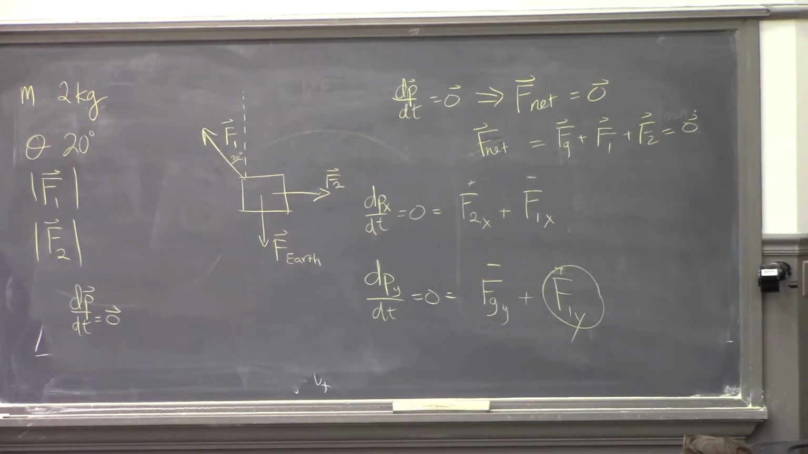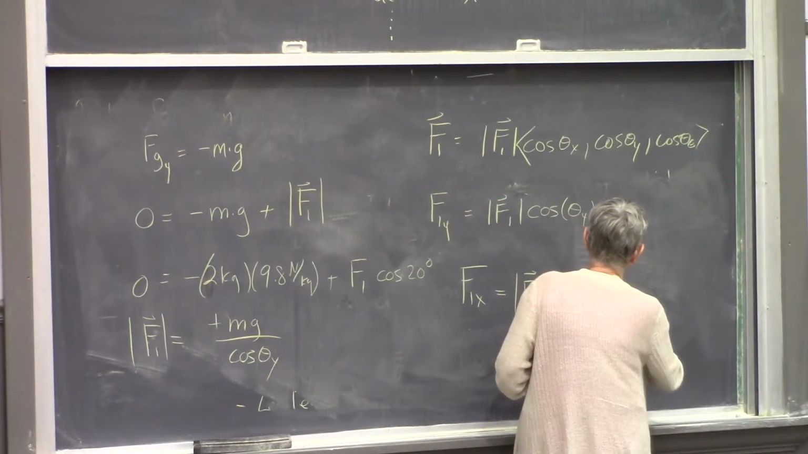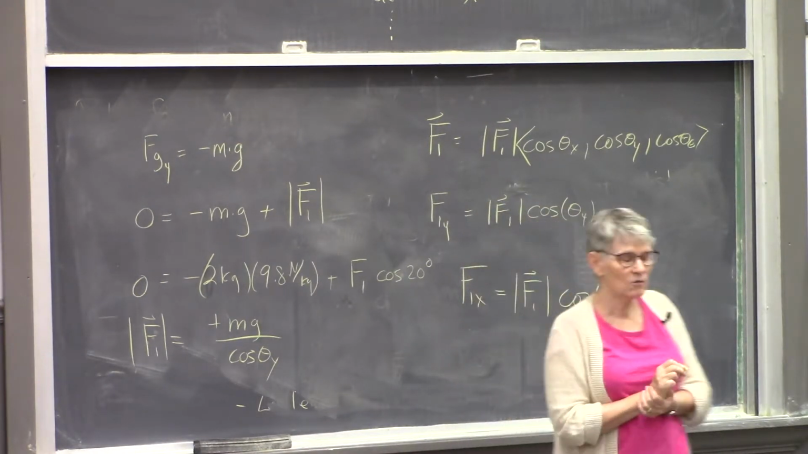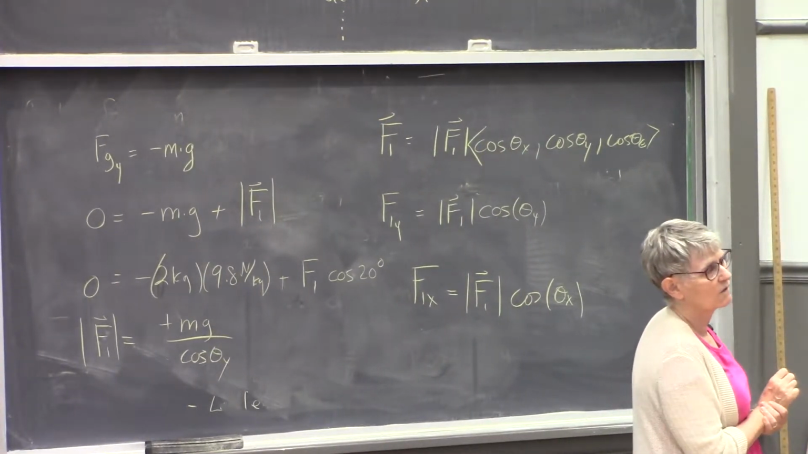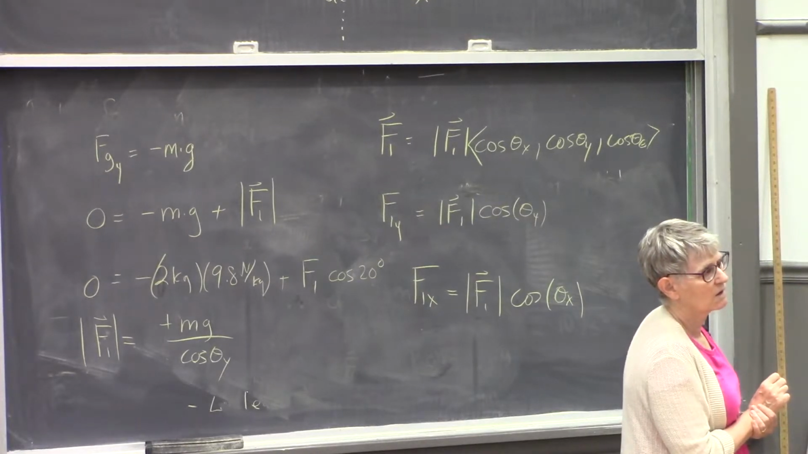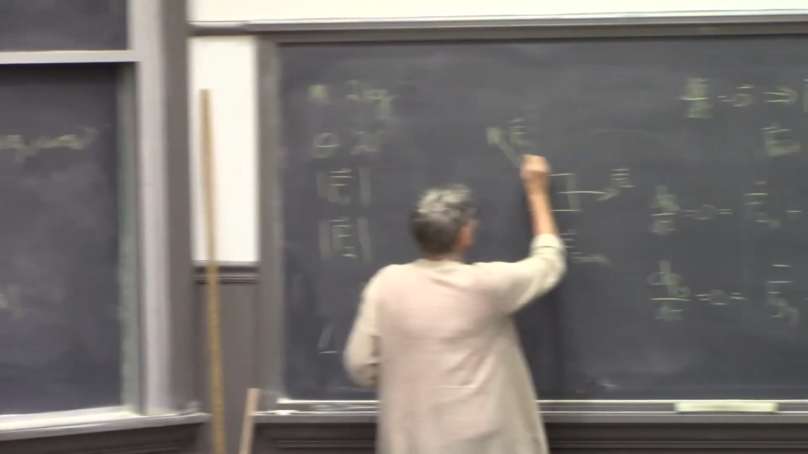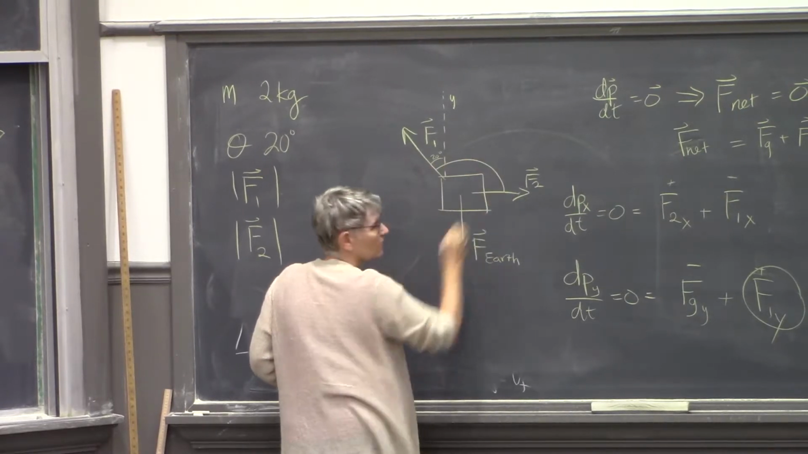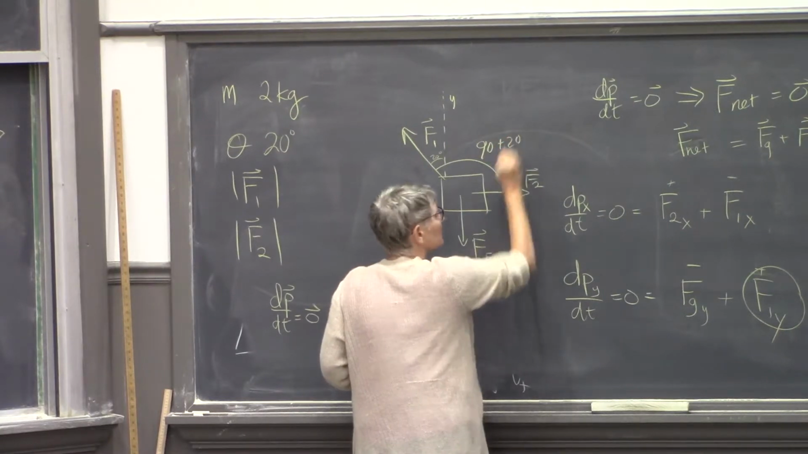The x component is the magnitude of F1 times cosine of theta x. And what is theta x in this case? What's the angle between F1 and the positive x-axis? Okay, so this is theta y. What's theta x? It's that angle, isn't it? So it's 90 plus 20 degrees.